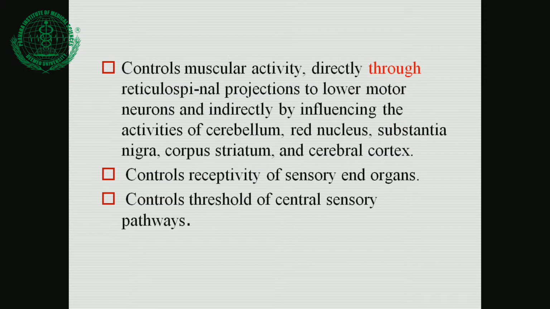It controls muscular activity directly through reticulospinal projections to lower motor neurons and indirectly by influencing the activities of the cerebellum, red nucleus, substantia nigra, corpus striatum and the cerebral cortex. These are the structures responsible for muscular activity.